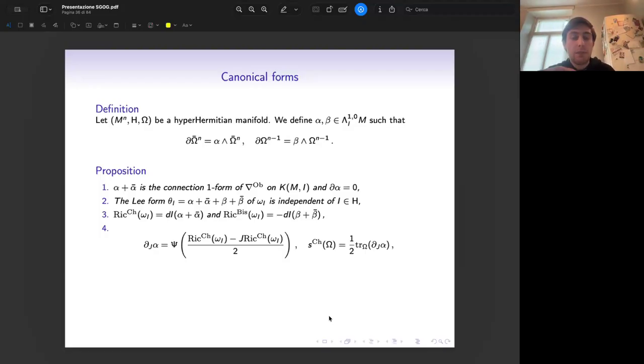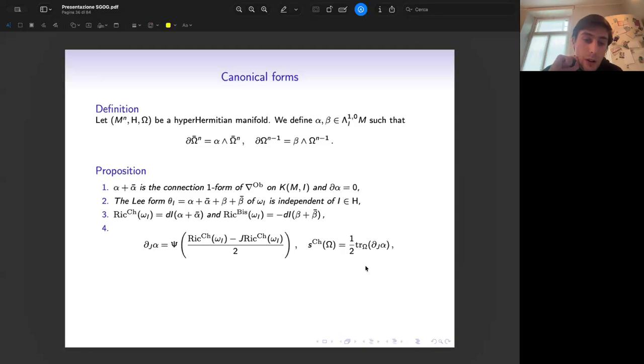And thanks to this expression, we can actually prove that the Chern scalar curvature of the hyperhermitian metric is independent with respect to I, so we can compute it with respect to any complex structure in H, and we obtain the same function. It can be recovered as the trace, up to a factor, of del J alpha with respect to capital Omega.